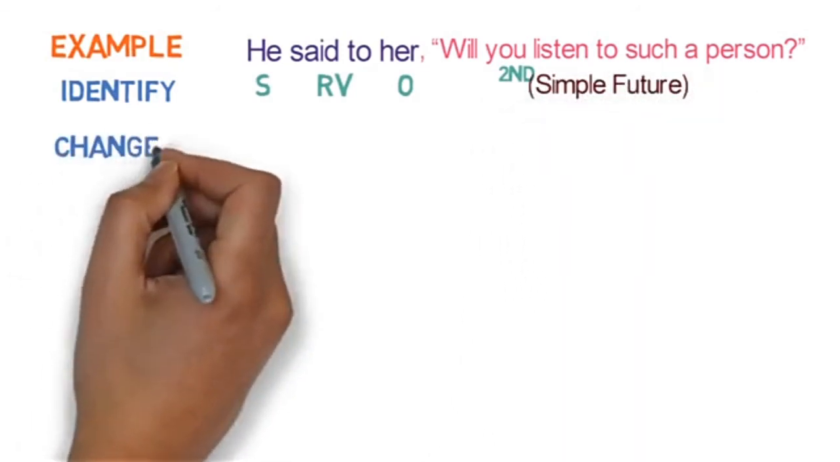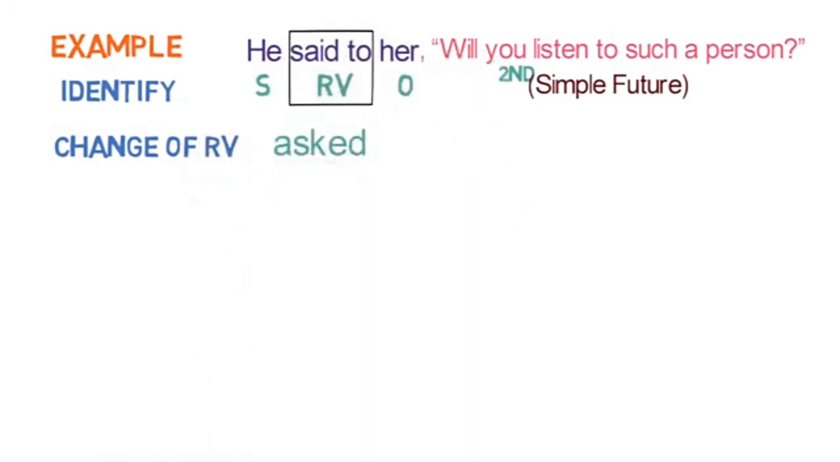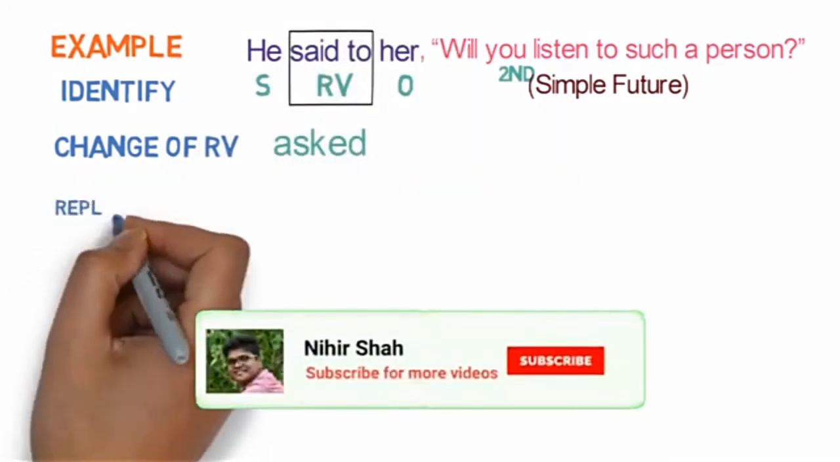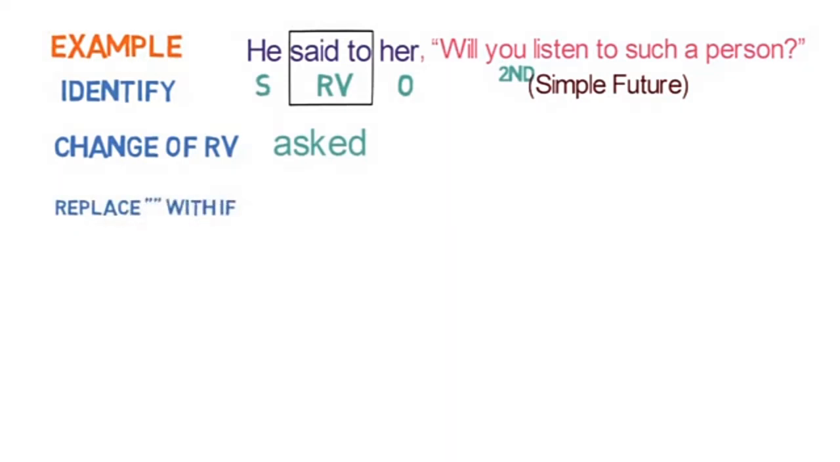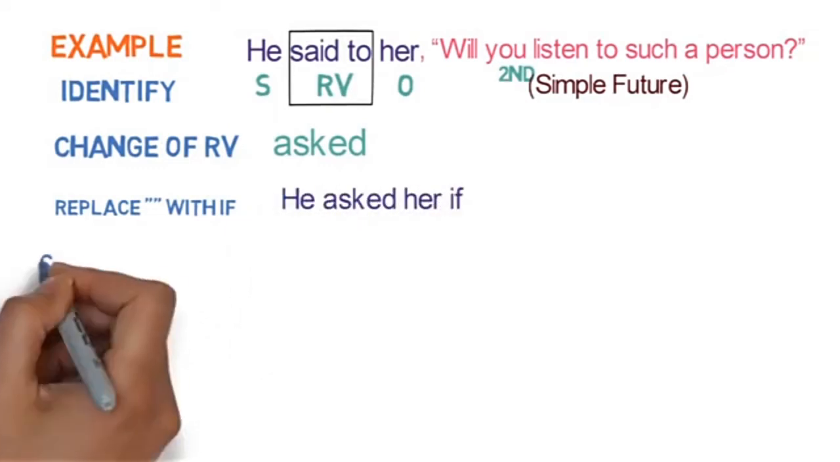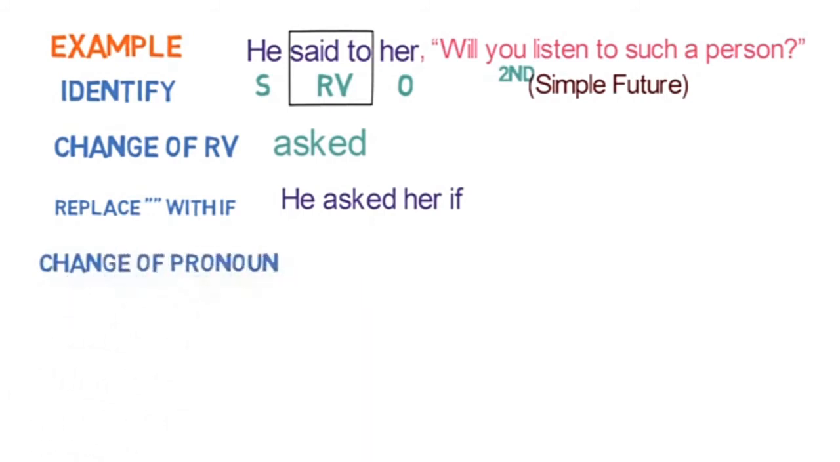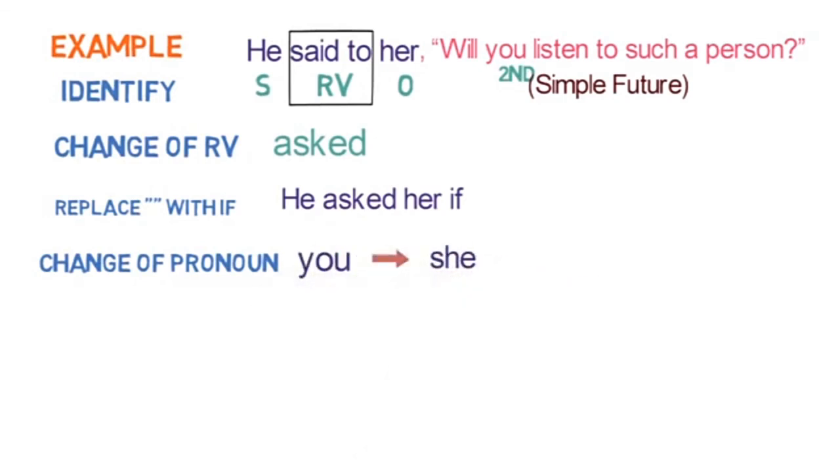Step 2 is the change of reporting verb. Said to will become asked here. Step 3 is replace the inverted comma with if, as it is a yes-no type of question. So the sentence will become like this: He asked her if. Step 4 is the change of pronoun. Here, you is in the second person and object is her. So you will be converted to she.